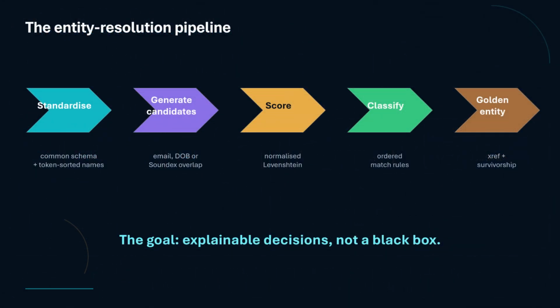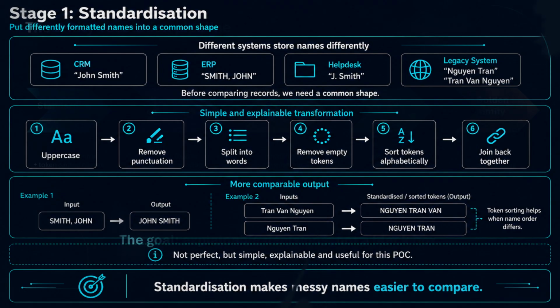Most entity resolution systems follow a similar process. 1. Standardization. 2. Candidate generation. 3. Similarity scoring. 4. Match classification. 5. Clustering and survivorship.